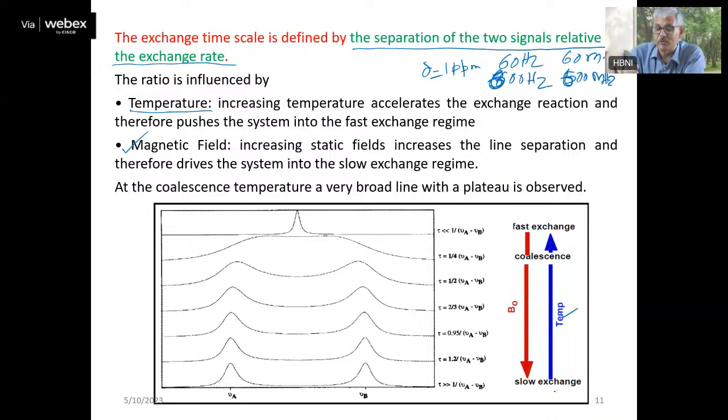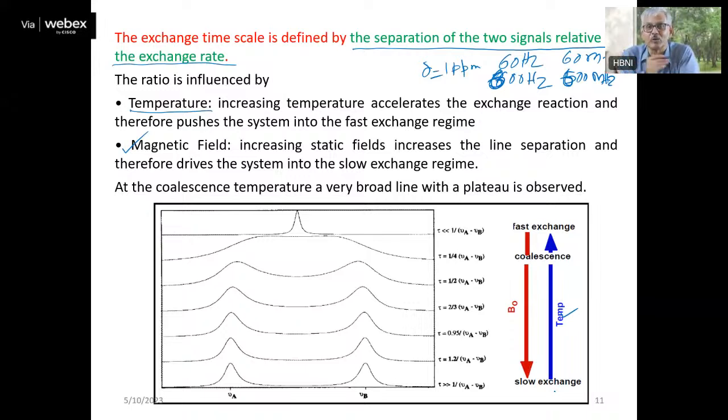So automatically, the numerator has increased, so it is between the numerator and denominator. Your exchange rate is the same, but you have changed the numerator. So in this way also you are pushing the fast exchange regime to the slow exchange regime. If you record a spectrum in a lower frequency machine, you will get a fast exchange. You record the same spectrum in a higher field, you will get a slow exchange regime. Sometimes this helps, sometimes it complicates.